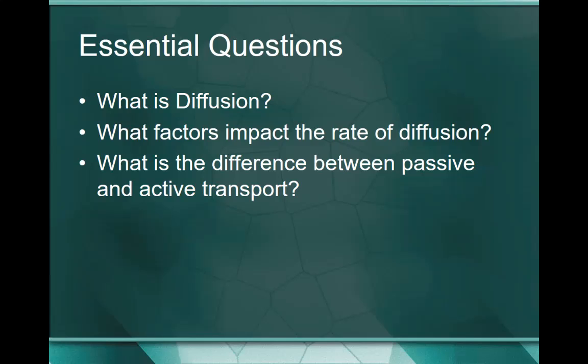Diffusion can go quickly or slowly depending on a whole bunch of different factors. We're going to highlight some of the key ones here. And then number three, what is the difference between passive and active transport? And if you know the words passive and active, this may be pretty clear to you already.